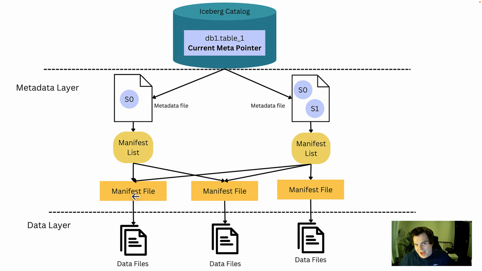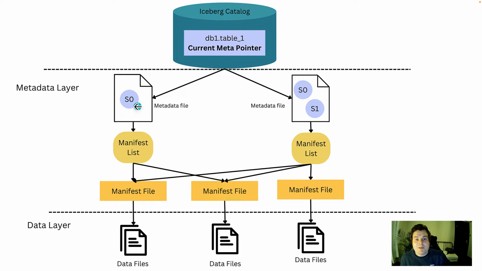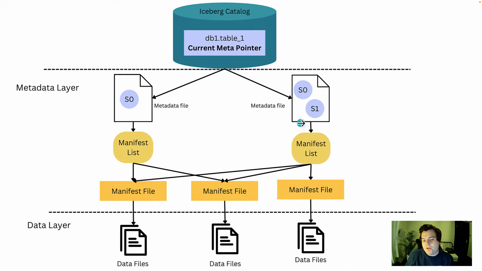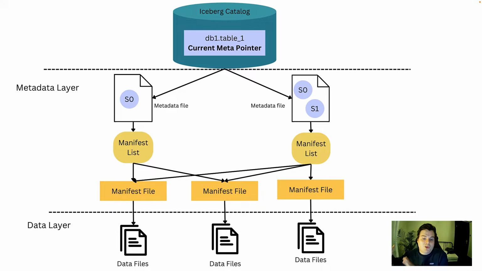These lists and files contain information about the data files below and how the table looked at a certain point in time. So S0 is snapshot 0, and how that table looked for S0 is held in a manifest list that contains a list of manifest files, and those manifest files point to the data files that made up the table at that point in time. And then if we look on the right-hand side here, we have snapshot 1, which is further into the future when we've altered the data. It points to a manifest list that points to manifest files that point to data files and how that table looked at the point in time for snapshot 1.